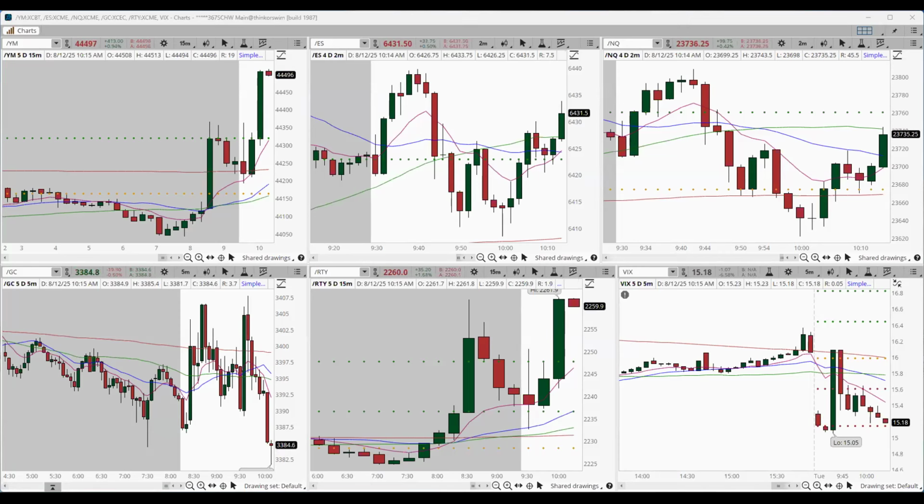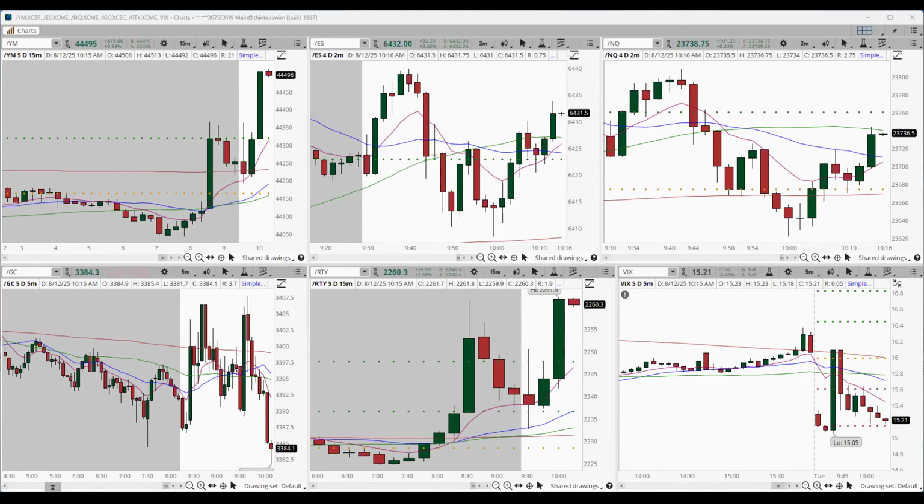NASDAQ shook us out of the, I mean, it's not NASDAQ that shook us out of the trade. It was the news. And I have been trading news, but this has been super wicked.